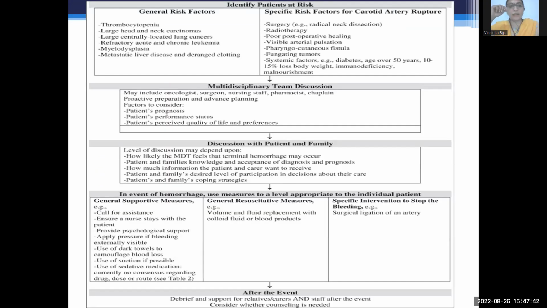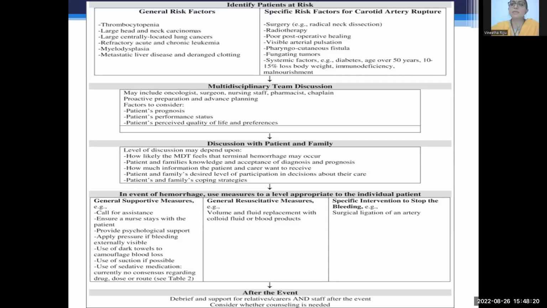So the general risk factors, we have talked about it already: thrombocytopenia, large head and neck tumors, and large centrally located lung cancers, refractory acute and chronic leukemia. If the malignancy itself, like in hematological malignancies such as leukemia, then myelodysplasia, and again metastatic liver disease where the clotting factors are impaired and the prothrombin time, everything is deranged. Those are general risk factors.